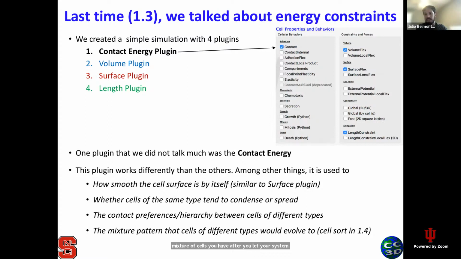So you can see here that contact energies do a lot of things, okay? And today the plan is we're going to explore whether cells of the same type tend to condense or spread. That's a very simple use case of how those contact energies work. And then I'm going to switch back to a single cell and talk a little more in depth about what the contact energy does to the shape of a single cell.